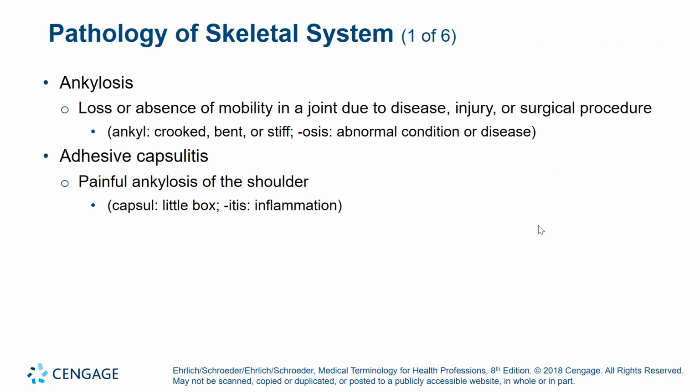Take a look, couple more terms here. Ankylosis is loss or absence of mobility of a joint due to disease, injury, or surgical procedure. And looking at that term, we can break that down. Ankyl is crooked or stiff, and osis is abnormal condition or disease. We have adhesive capsulitis. Breaking this term down, capsule, this little box. Itis is inflammation. So it's very painful ankylosis of the shoulder. Adhesive capsulitis.